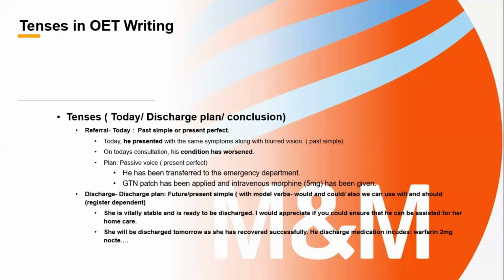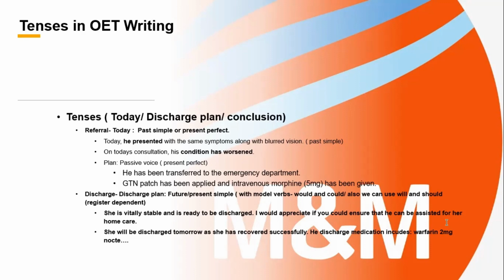She is vitally stable and is ready to be discharged. So we are using this in the present tense. I would appreciate if you could ensure that he can be assisted for her home care. Now here you can see that for the things that the healthcare professional has to conduct back at home, we have used the modal verb form, or we can say that she will be discharged tomorrow as she has recovered successfully.